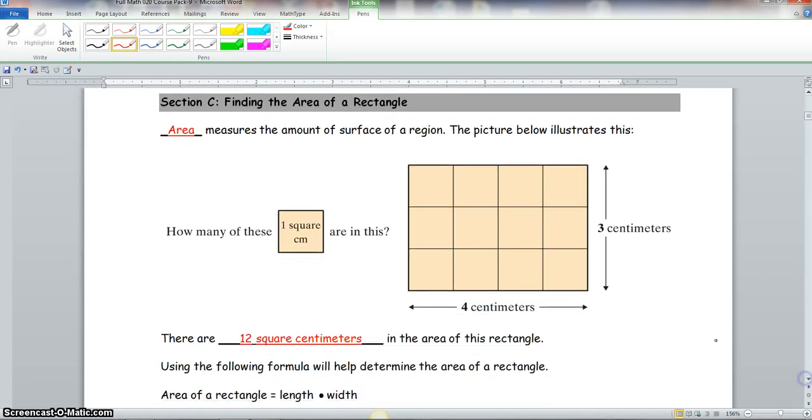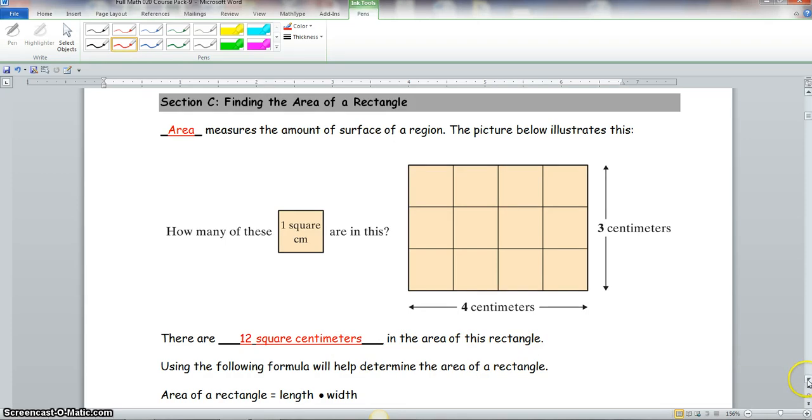Now we scroll down here to section C. It says finding the area of a rectangle. Area measures the amount of surface of a region. The picture below illustrates this. How many of these 1 square centimeter boxes are in this? If you count these boxes up, we have 12. So there are 12 square centimeters in the area of this rectangle.